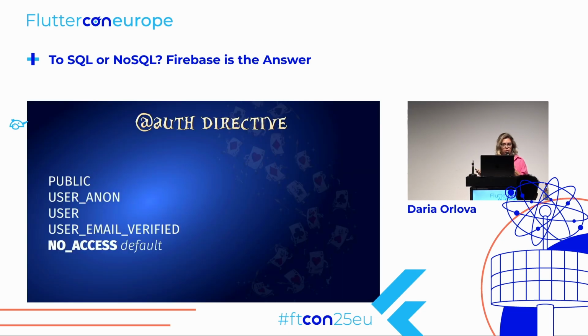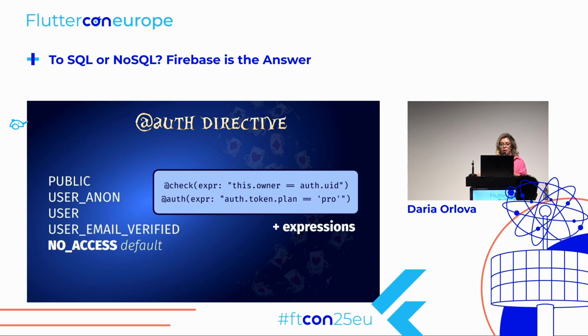Yes, and auth offers different levels of access: public, anonymous user, not anonymous user, user with email verified, and no access. As I said, it is the default one. If you omit the auth directive, this will be no access and only be available for admins. And we can use expressions, such as check the auth object, or also if you're using Firebase authentication, custom user parameters like tokens and plans, you can check if the user has premium access to execute this query. And when you deploy your updates, you also get the audit, and you can check if you have missed something.